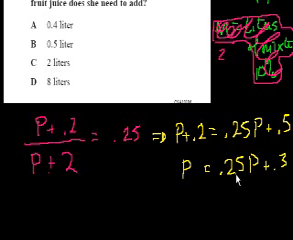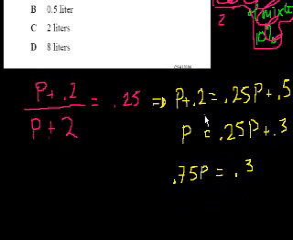Let's subtract 0.25p from both sides. 1p minus 0.25p is 0.75p is equal to 0.3. And let's see where this goes. Did I do that right? 0.75p is equal to 0.3, right? Okay.